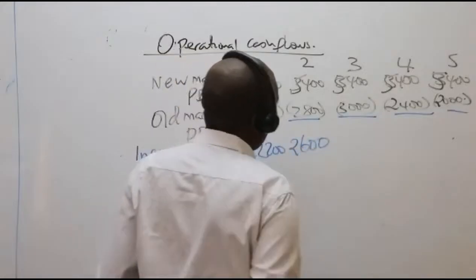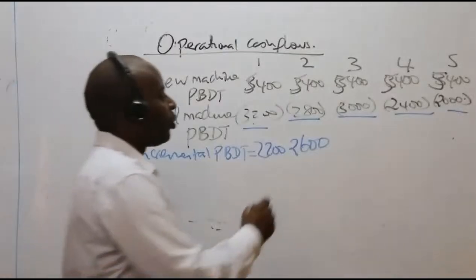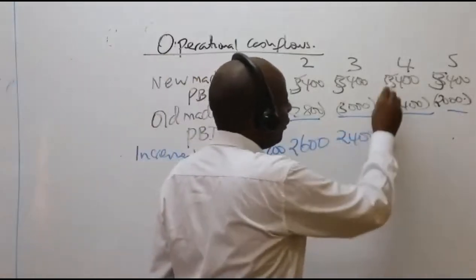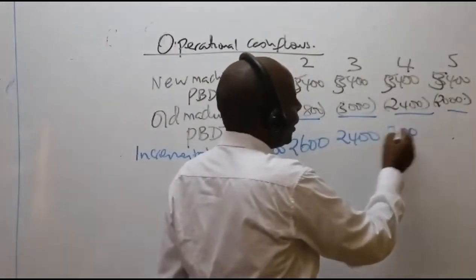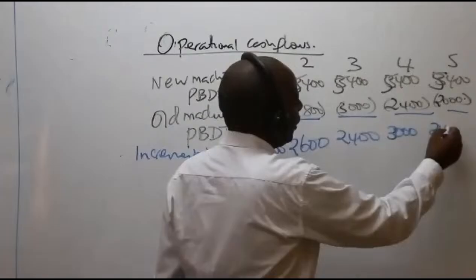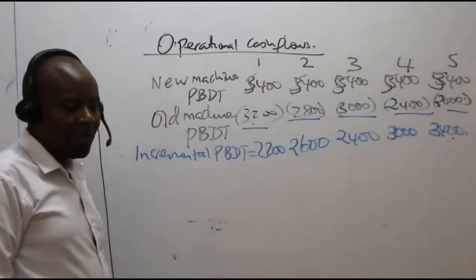How about the third one? The third one will be 2,400. How about the fourth one? The fourth one, this 54, will be 3,000. And then we have the last one, which is 3,400. So, ladies and gentlemen, that is our incremental PBDT.